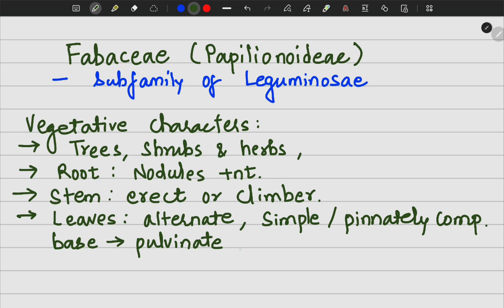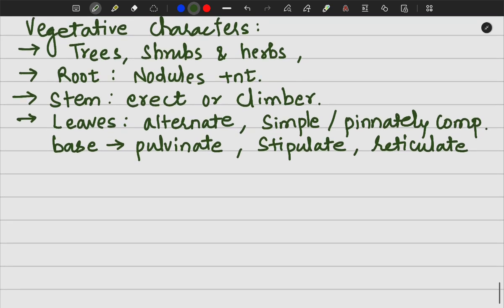Alright, the leaves would also be stipulate. Stipules will be present, and the venation will be reticulate. Since most of the leguminous plants are dicots, we studied that dicots have reticulate venation in their leaves. Alright, so this completes the vegetative characters. Now let us move on to the floral characters.